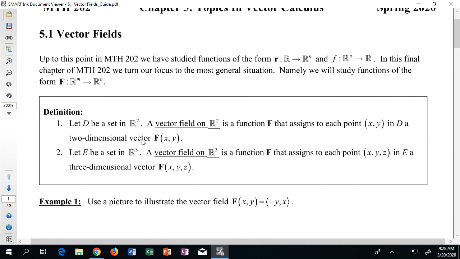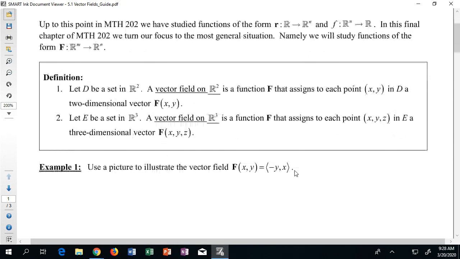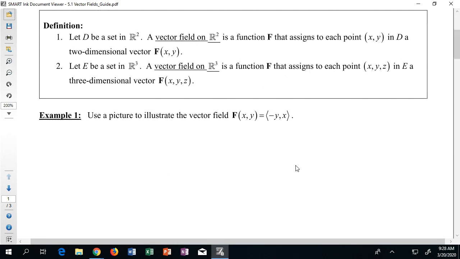So notice it's taking in an x comma y, but it's spitting out a vector that's going to have 2 components. We could also imagine that we could say, let E be a set in 3 space, and a vector field on 3 space is a function that assigns to each point in 3 space a 3-dimensional vector. So here's a function that takes in 3 inputs and spits out a vector that has 3 components. When we think about this idea of a vector field, this is going to be an important concept throughout Chapter 5. And so we're going to start by trying to understand what exactly is a vector field, and how would I maybe visualize it?